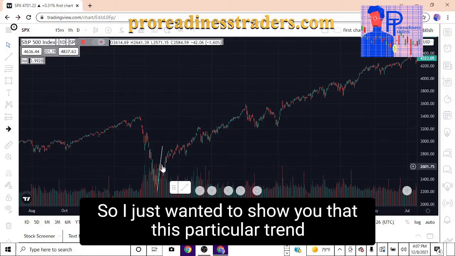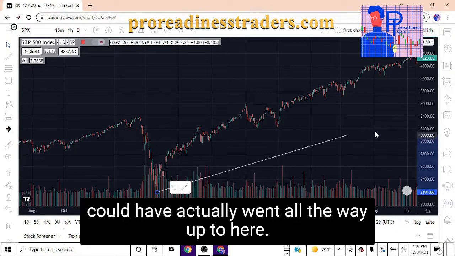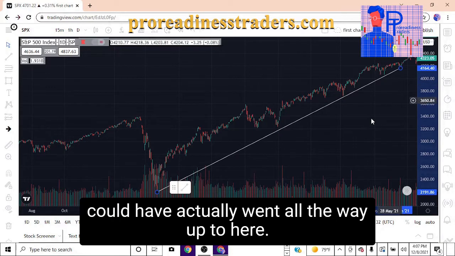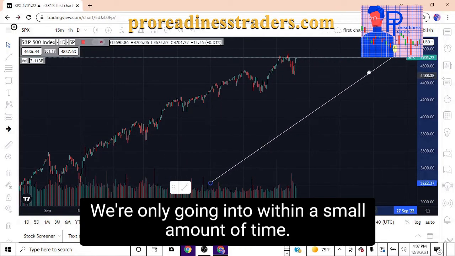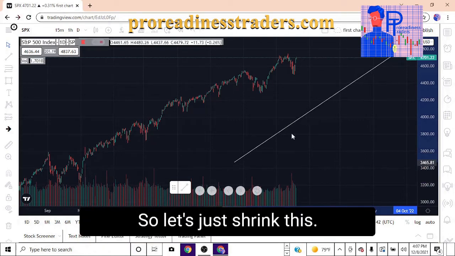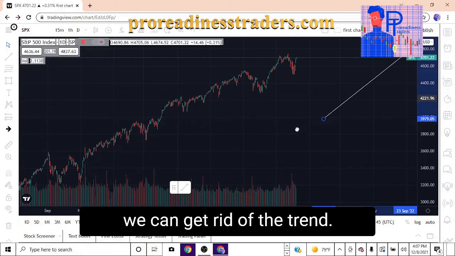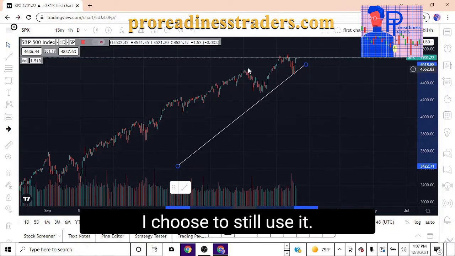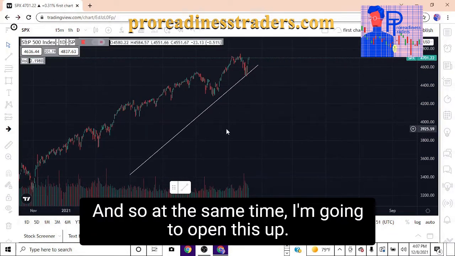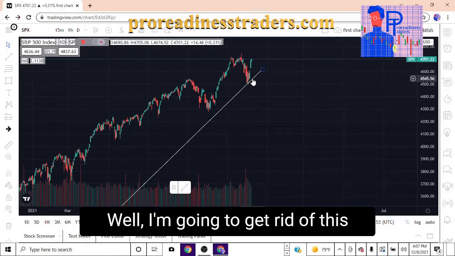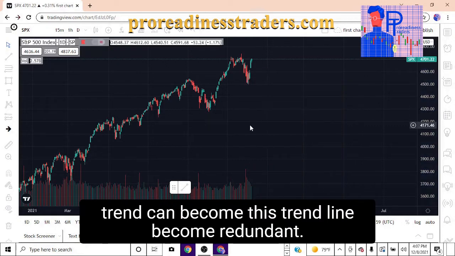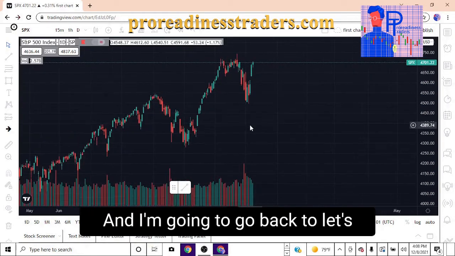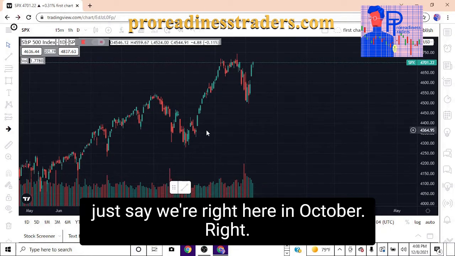Okay, so I just wanted to show you that this particular trend could have actually gone all the way up to here, but because we're not going into a 2 year period, that's not necessary for us. We're only going into a small amount of time. So let's just shrink this. We can still use this trend, or we can get rid of it. I choose to still use it. At the same time, I'm going to open this up. Well, I'm going to get rid of this trend because as I open this up, this trend line becomes redundant. And I'm going to go back to, let's just say we're right here in October, right?